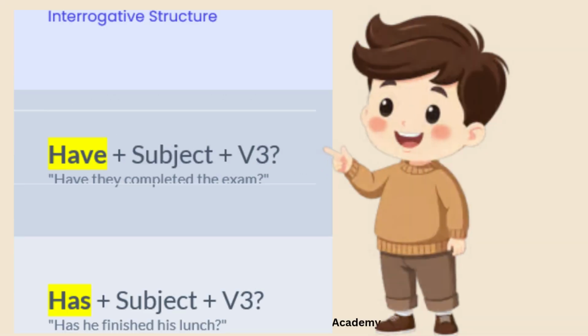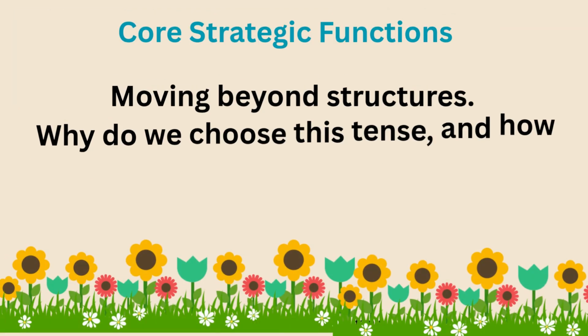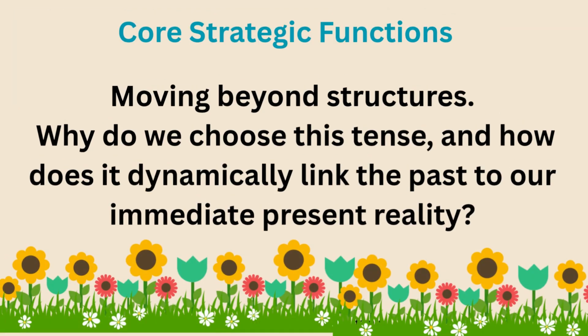Interrogative structure, questions, used to ask if someone has an experience or if a past action has a current result. To form a question, simply swap the position of the subject and the auxiliary verb, have, has. How does it dynamically link the past to our immediate present reality?